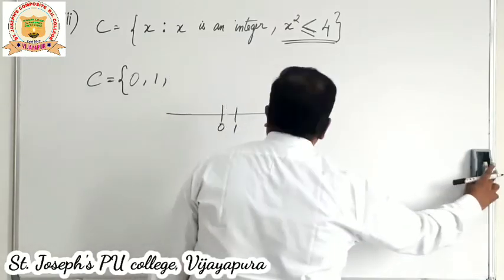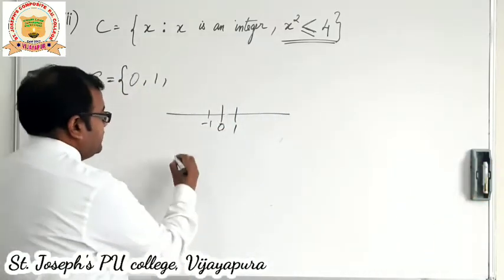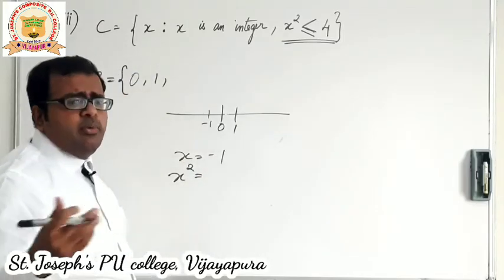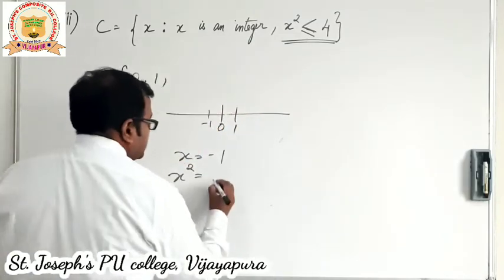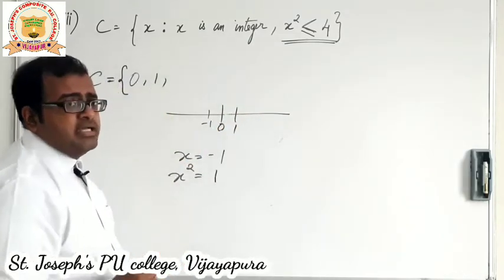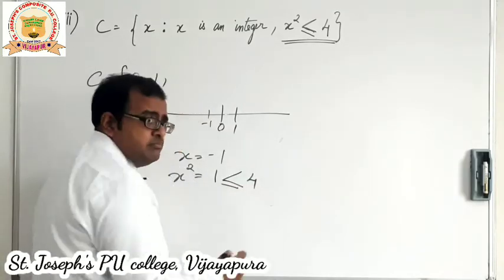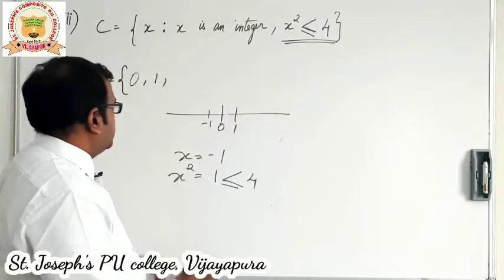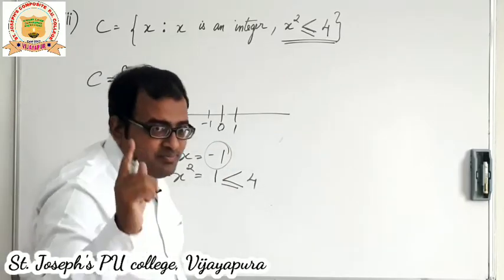Like minus 1. Is it possible? Let us see. X equal to minus 1. So if x equal to minus 1, what is x square? Minus 1 into minus 1. Minus into minus is plus, 1 ones are 1. Answer is 1. X square is 1. Is 1 less than or equal to 4? Yes, 1 is lesser than 4. So this is true. So what did I take as x value? X value is minus 1.